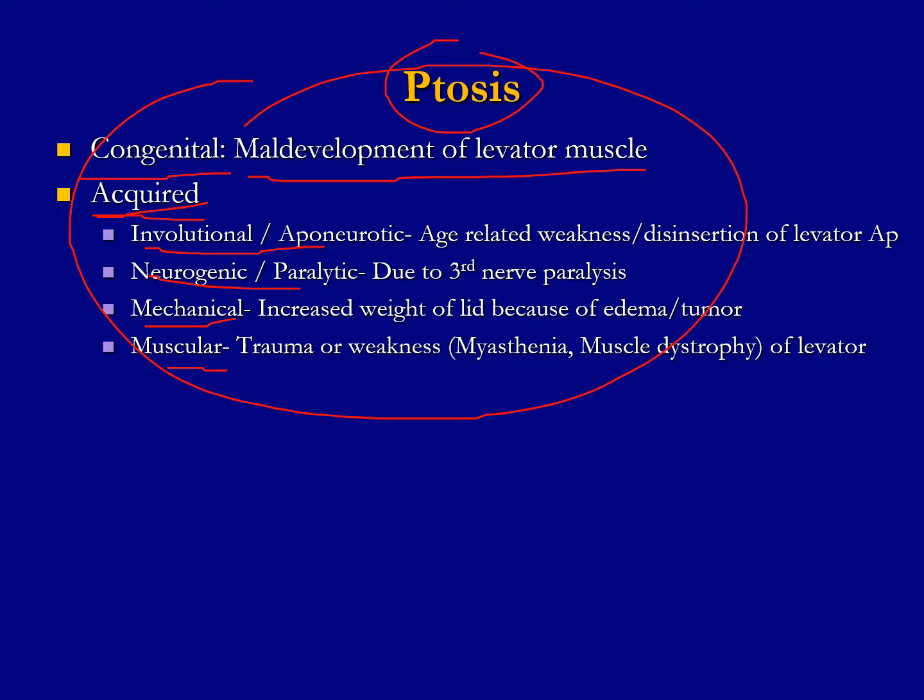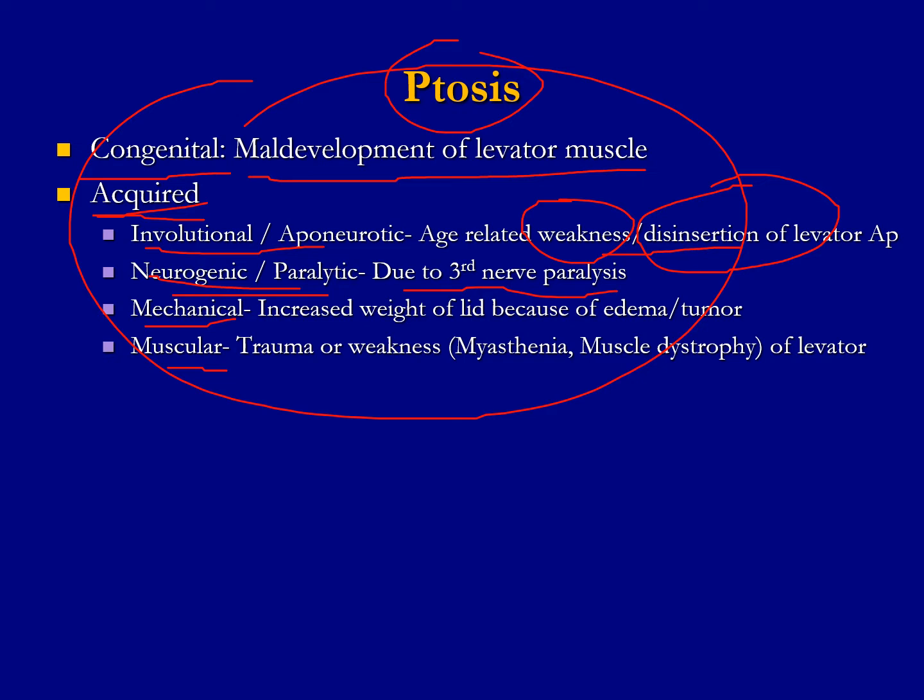Involutional or aponeurotic is age-related weakness or disinsertion of the levator. Remember, disinsertion of the levator or weakness of the levator. So these are the causes for involutional or aponeurotic ptosis. Neurogenic ptosis is paralytic. When the nerve supply, the third cranial nerve, gets paralyzed, that causes ptosis, in addition to diplopia and squint.